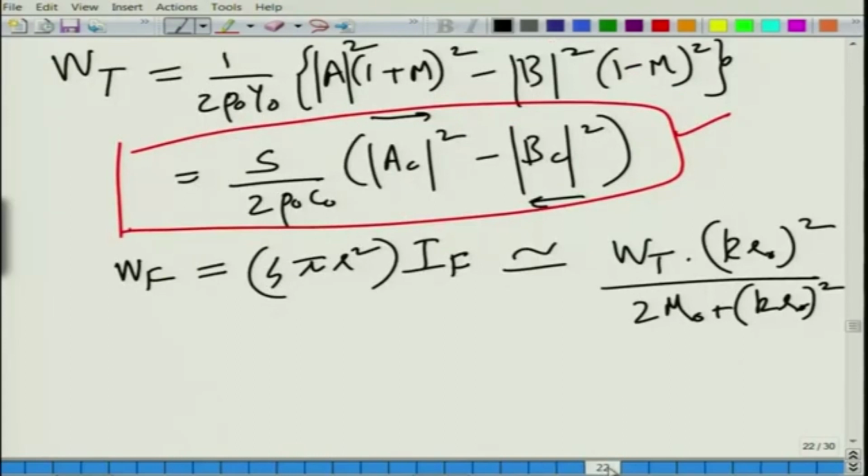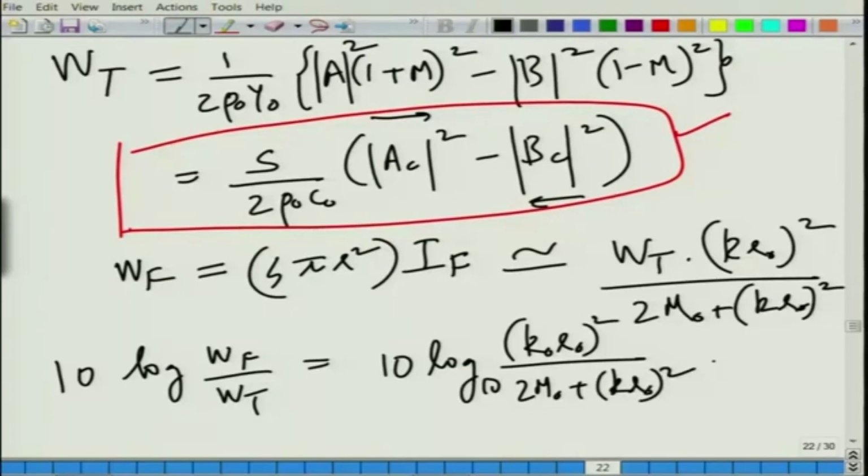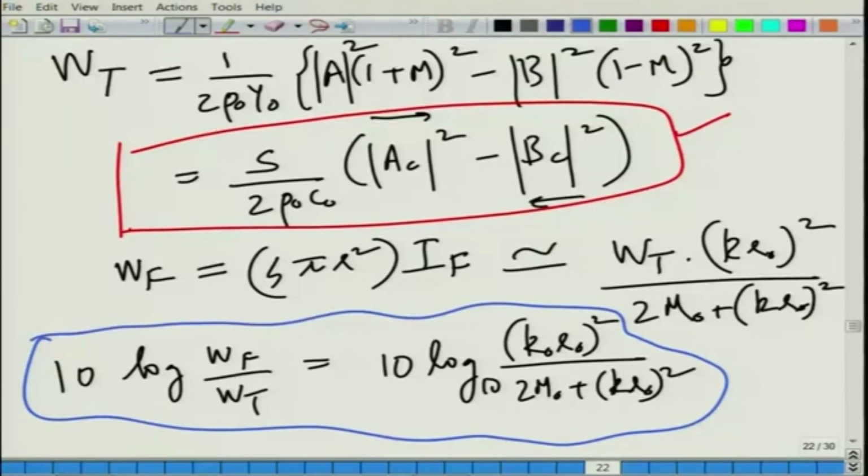Now, Wf is this. What it means is that if we take the log of Wf by Wt and take 10 times the log of this, it would be abundantly clear that we have this sort of a thing. This is the logarithmic difference of the actual power radiated by the jet to the theoretical possible power.